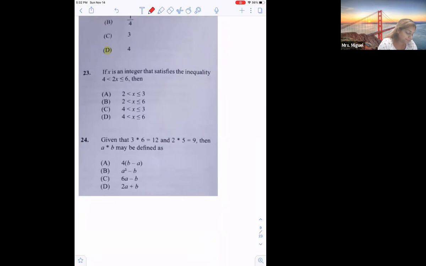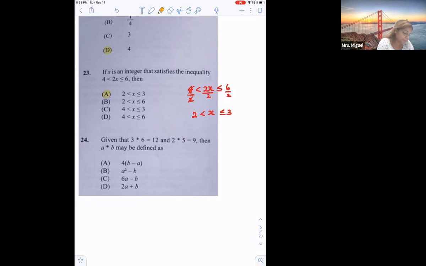Number 23, 4 less than 2x less than or equal to 6. We divide by 2. So 2 is less than x, less than or equal to 3. The answer, A.